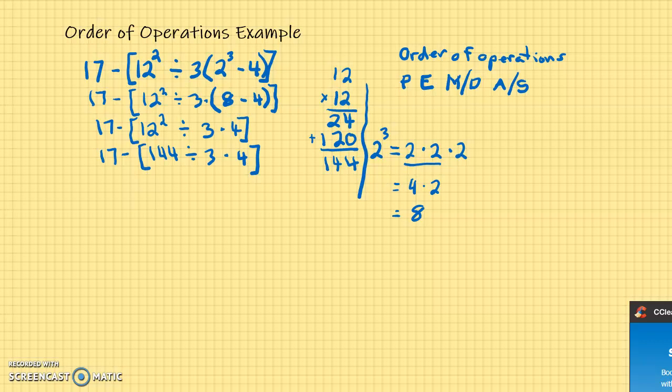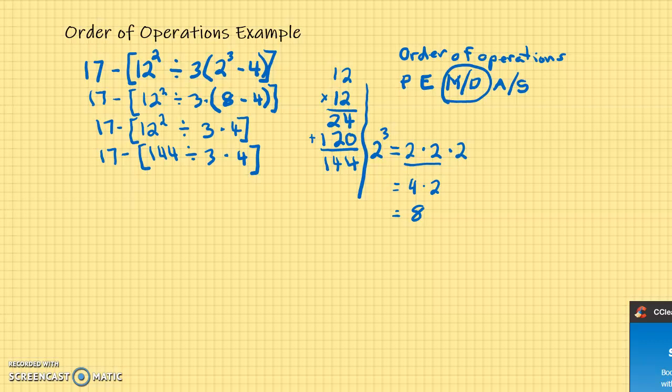We have 17 minus, and we're not going to deal with the 17 until we have all of this boiled down to a single number. Okay, so 144 divided by 3 times 4. So from left to right, if we're going to multiply and divide from left to right, the division comes first. So we have to divide 144 by 3 and then multiply the result by 4.